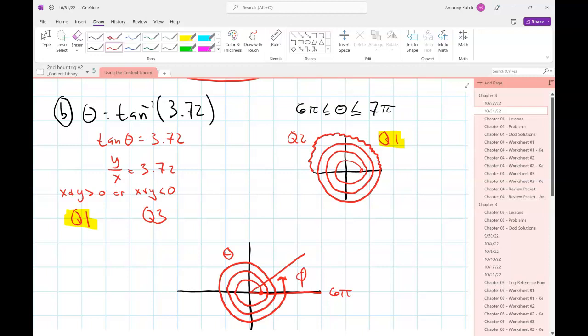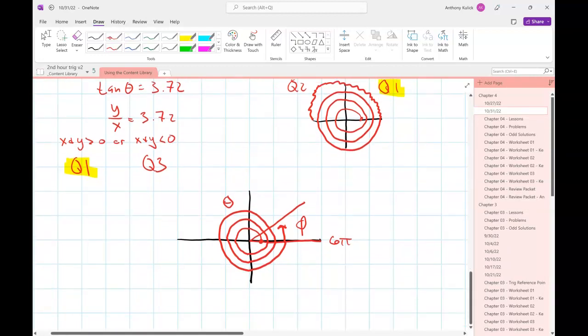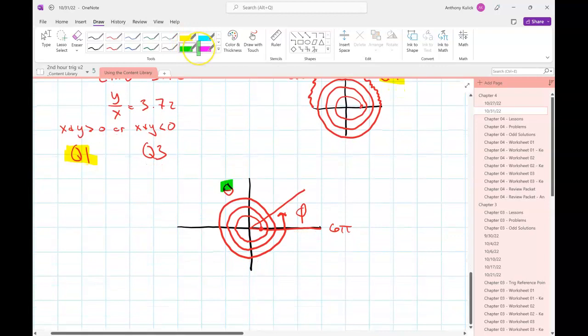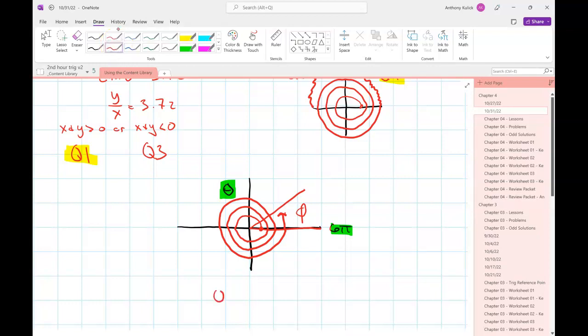So I'll label my parts. There's my theta, there's my phi, and there's my 6 pi, which was the positive part of the x-axis that makes up the other arm of my phi. So now I'm going to compare my angle theta with that 6 pi. Is theta bigger or smaller than 6 pi? It's bigger than 6 pi.